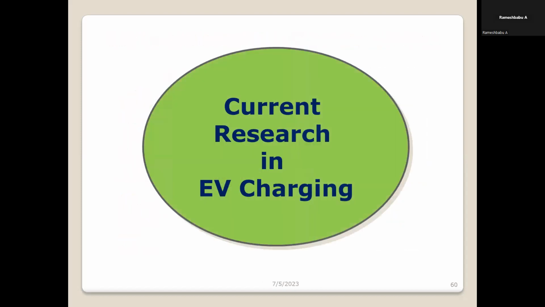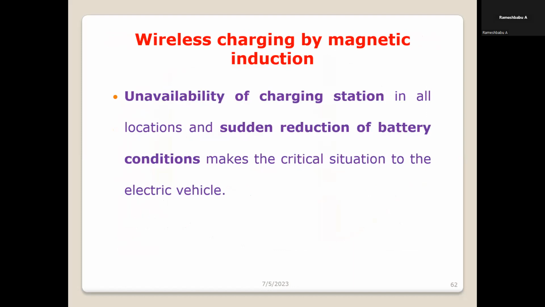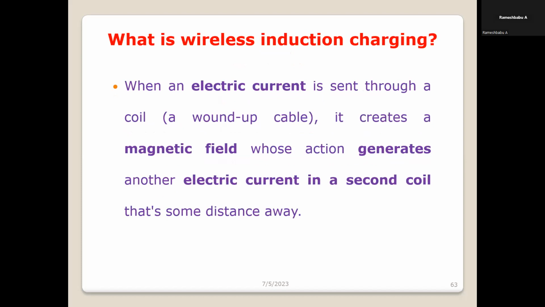Mainly, what is the current research in EV charging? Wireless charging by magnetic induction. This research is going on. Vehicle charging can be done either at houses through the available AC supply, or through fast charging via charging stations. The unavailability of charging stations in all locations and a sudden reduction of battery condition make a critical situation for the electric vehicle. Wireless induction charging uses electric current and a magnetic field, and generates electric current in a second coil at some distance.